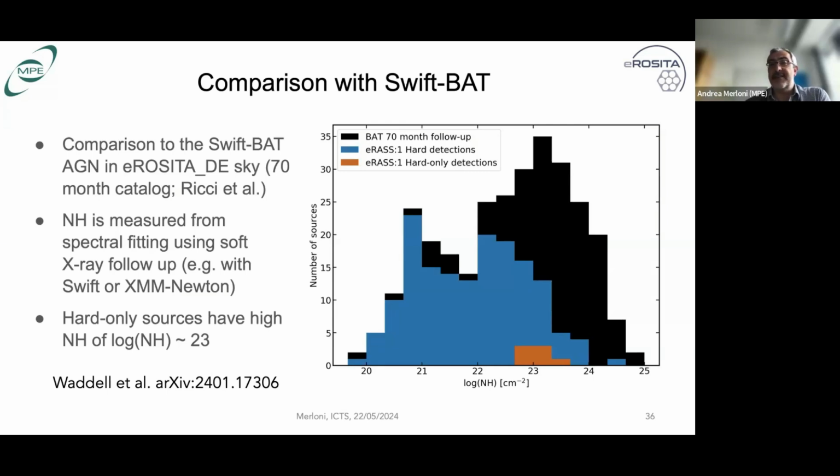Okay, this is the fast overview I wanted to give. As I told you, Emmanuel will go much more into the detail of the cluster cosmology.